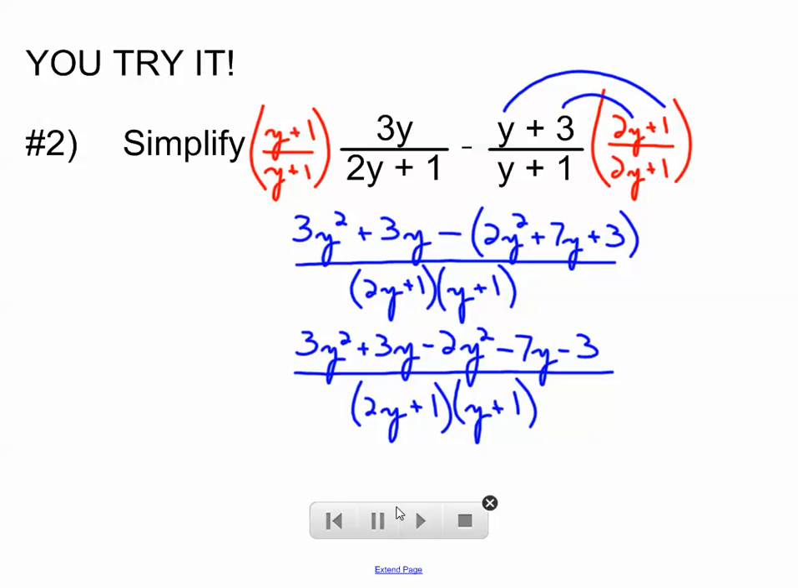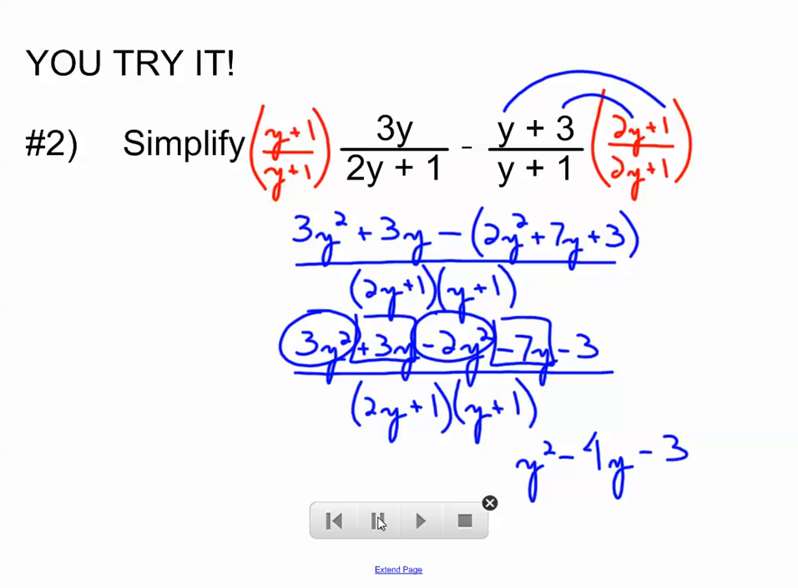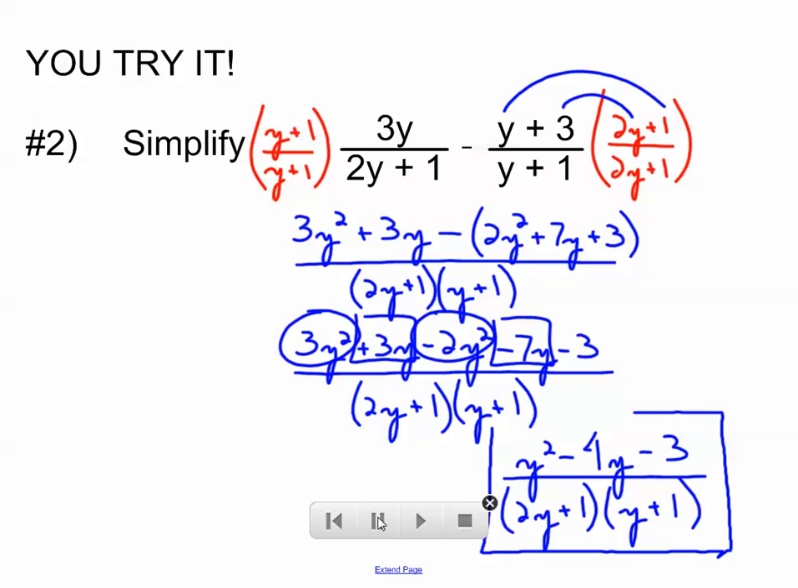And then I'm going to simplify the top by combining like terms. So we'll have y squared minus 4y minus 3 all over 2y plus 1 times y plus 1. One thing to consider here is maybe this top can be factored, and then you'd be able to simplify more. But y squared minus 4y minus 3 is not factorable. There are no factors of negative 3 that add up to negative 4. So this cannot be simplified any more than that.